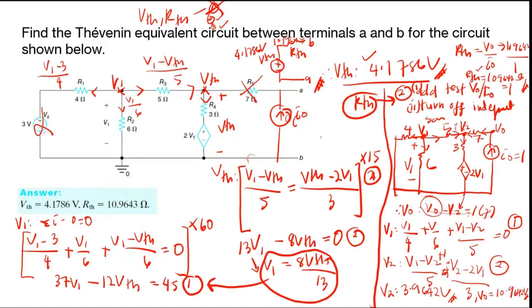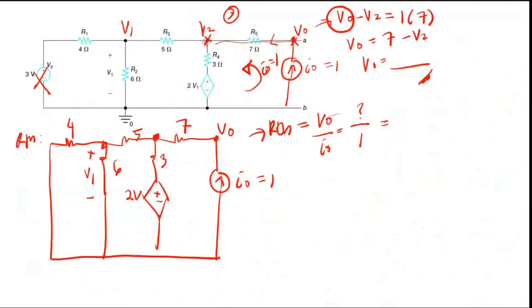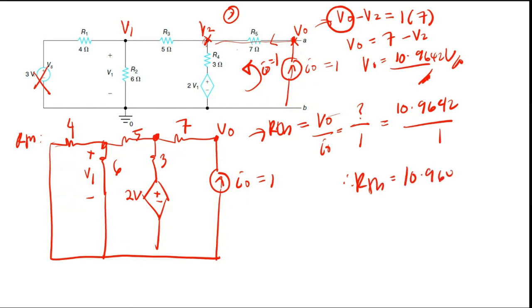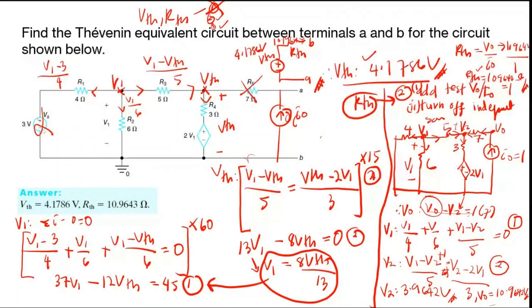Where the V naught, as I calculated, I get this value. When you have the V naught, which is 10.9642 as we calculated earlier, you can just put the value here, 10.9642 over 1. So you can find that your RTH is equal to 10.9642 ohm.